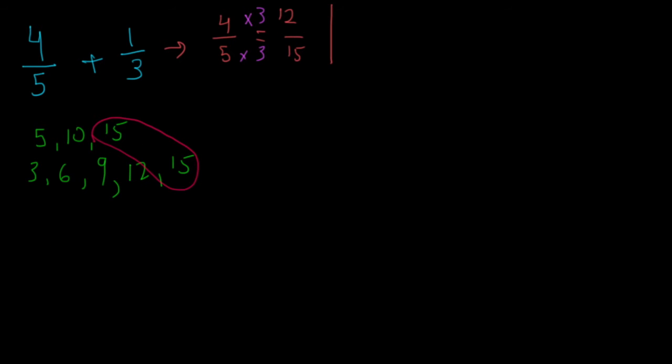All right, now let's take 1/3. And how do we get 1/3 and have a denominator of 15? Well, we need to multiply 3 by 5. Now, whatever you do to the bottom, you also do to the top. So 3 times 5 is 15. 1 times 5 is 5. So our new fraction is 5 out of 15.